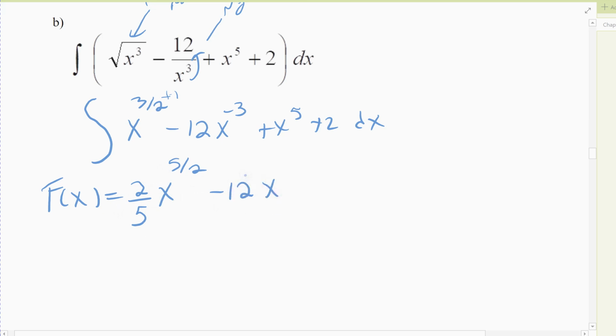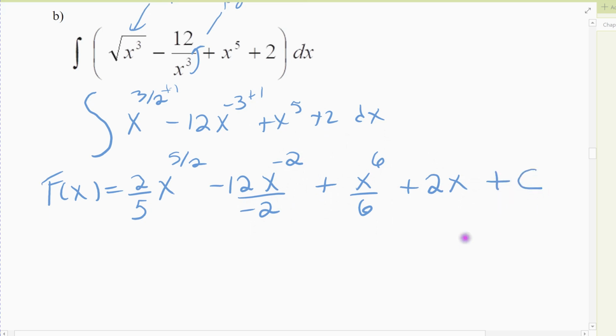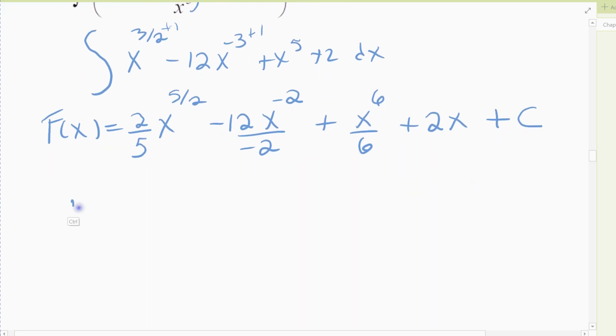And again, negatives are always tricky. If I'm going to mess something up, it's my negatives. Remember, I'm adding 1. It's switching directions. And so it's negative 3 plus 1, so this is going to be a negative 2, and then I divide by that negative 2. Alright, x to the 5 plus 1 would give me 6, divide by 6, and then remember when it's just a constant, it's the constant times the variable. And then don't forget the plus c, so I make sure I find all possible antiderivatives. And then we clean it up.